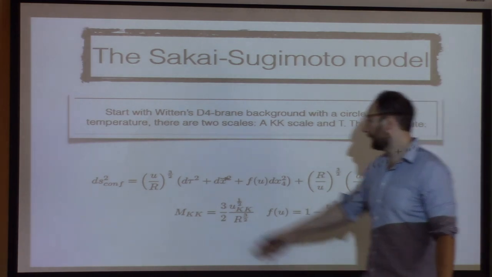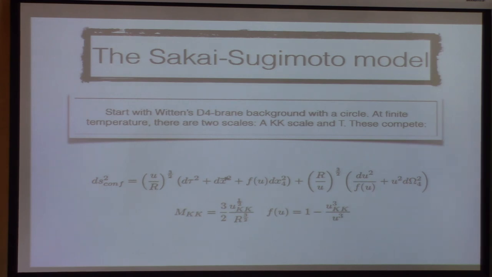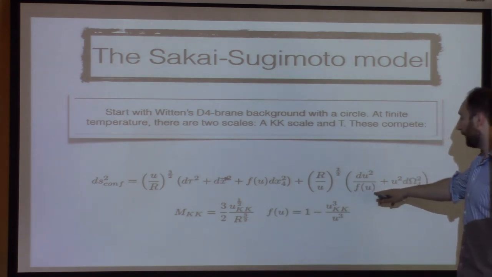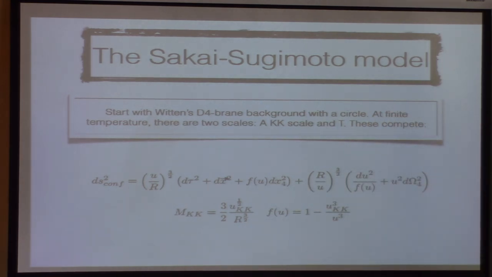So here we have the geometry. There's also a running dilaton, and there's an RR field turned on. But here we have some warp factor f(u), and the form of f(u) depends on whether we're in thermal AdS or in AdS-Schwarzschild.